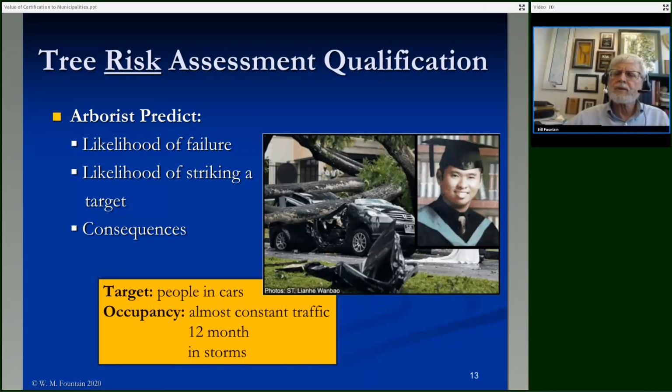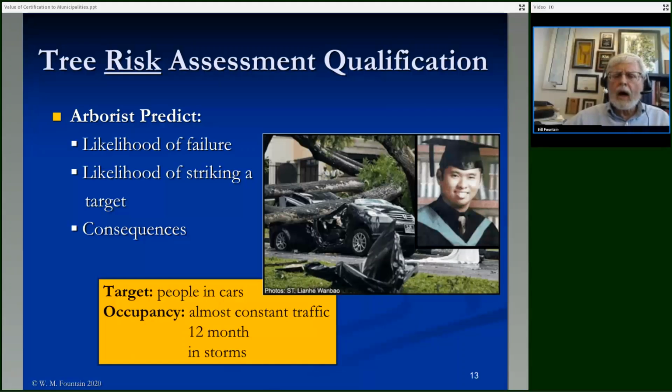So here is a tree. Now this is not in the United States. This was in another country that I have worked in. But the tree fell. It killed a young man pictured in his cap and gown, and it killed him instantly. He never knew what hit him. But it left a woman without a husband and a 2-year-old child without a father.